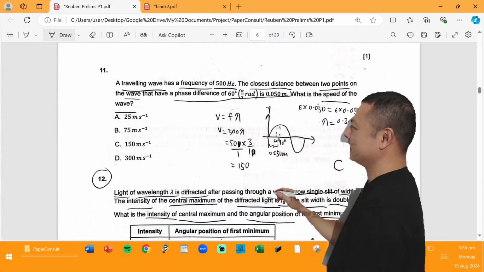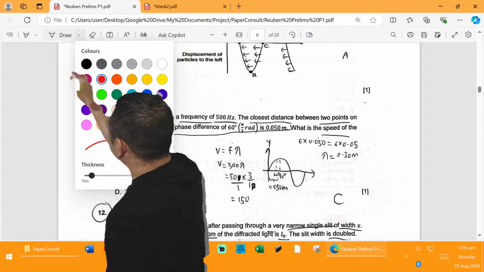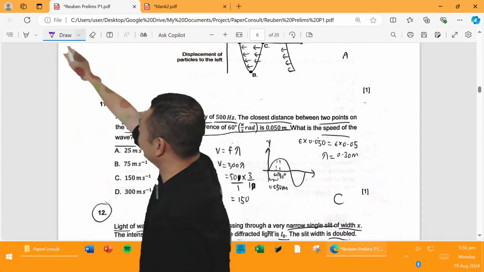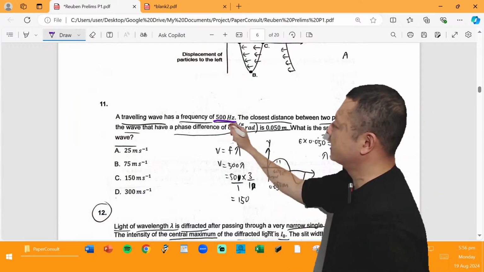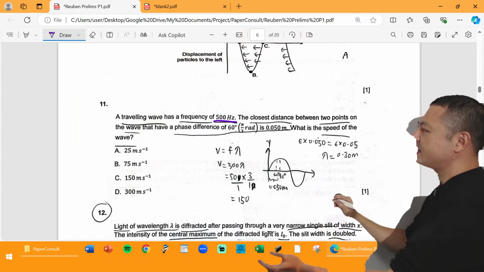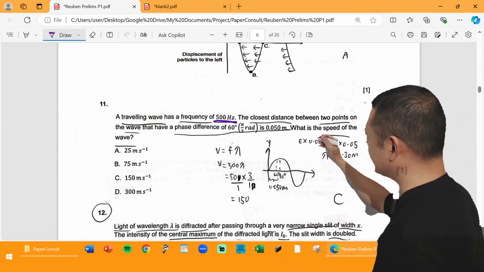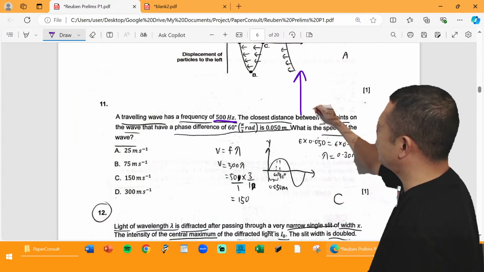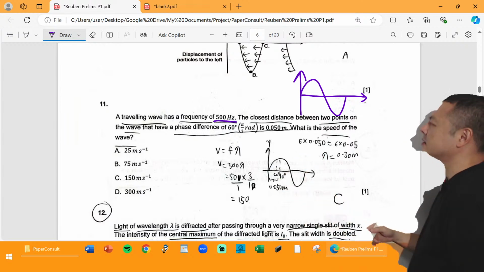Question 11. For 11, we have a frequency of 500 hertz. The closest distance between 2 points on the wave that has a phase difference of 60 degrees is 0.05 meters. So you have to draw a wave like that, right? One wave, which you have done.